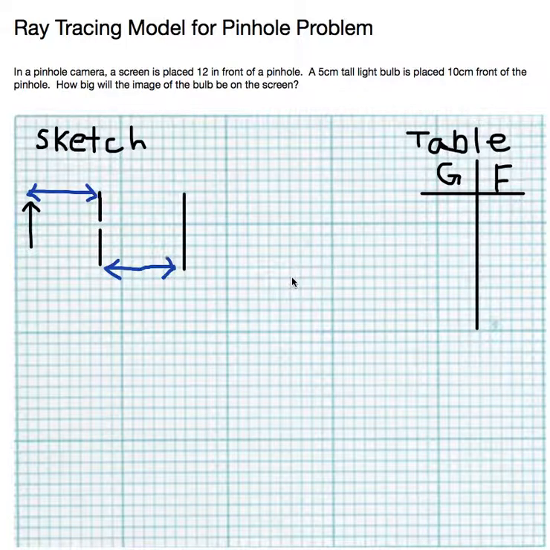Okay, so just to save time, I've already sketched the situation. It's always the same. We have an object, a pinhole, and a screen. So let's read the problem. In a pinhole camera, a screen is placed 12 centimeters in front of the pinhole. So this guy here, 12 to the screen is 12.